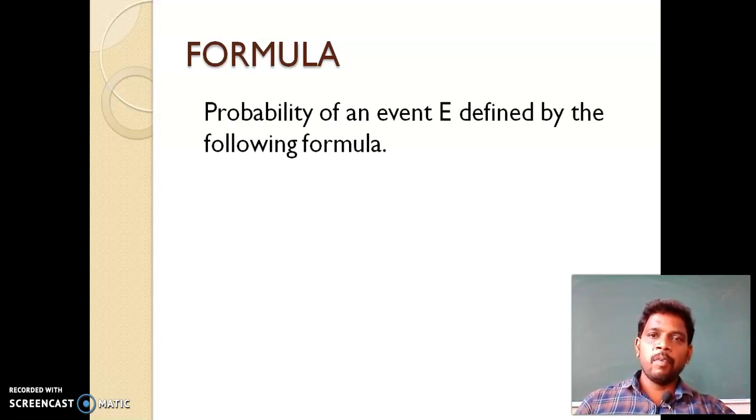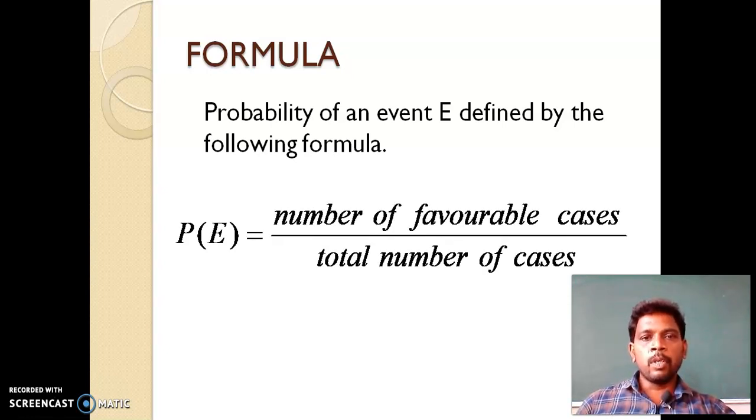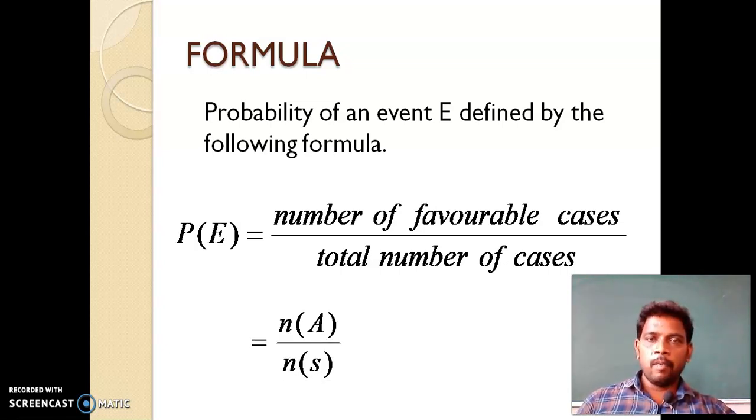Let us recap the formula first. The probability of any event is P of E equal to the number of favorable cases divided by the total number of cases. We can also define this formula in notation, that is N of A by N of S. A is the name of the event, and S is the sample space. And what is sample space? Sample space is the collection of all the outcomes of an experiment.